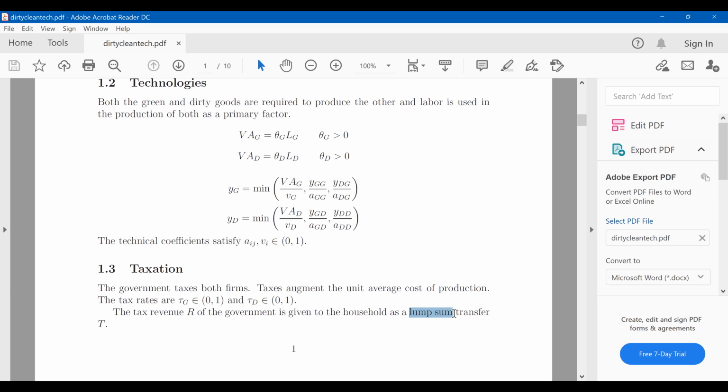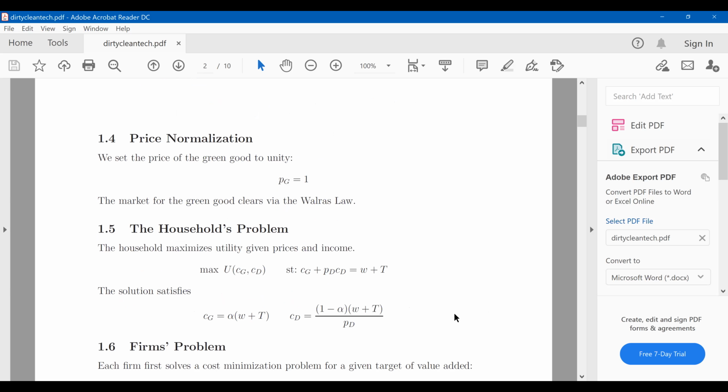Now the tax revenue is given to the household as a lump sum transfer. Since it is a lump sum transfer, it only affects the income, basically. So we introduce the price normalization here in this way. We normalize the price of the green good to 1. Okay, and then we're going to assume that the green good clears via Walras' law. This is pretty standard, and you already know what they mean.